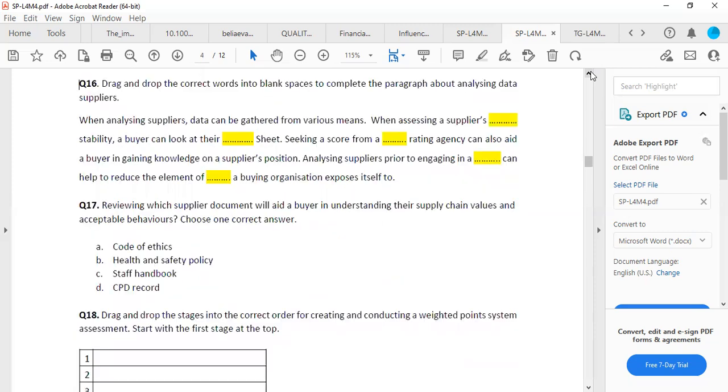Risk. Risk or vulnerability. Yes, risk. A buying organization exposes itself to. Okay, that's great.